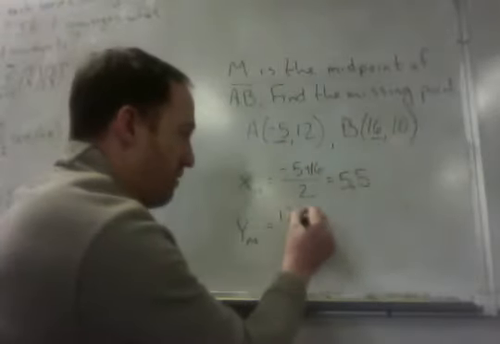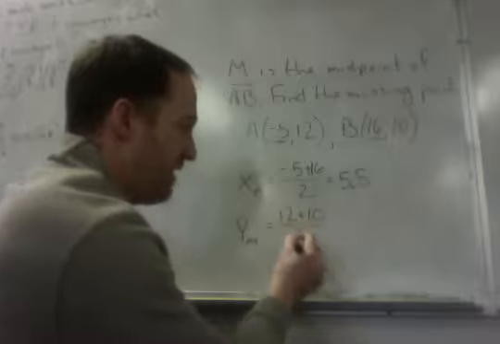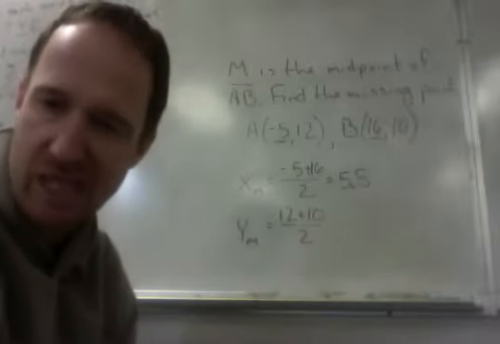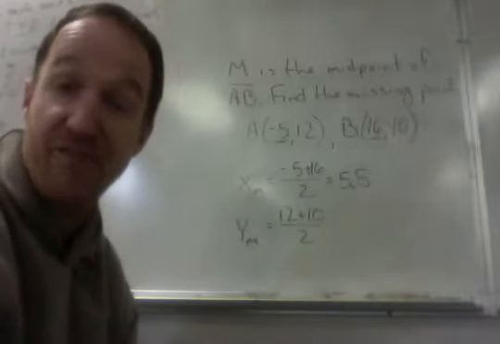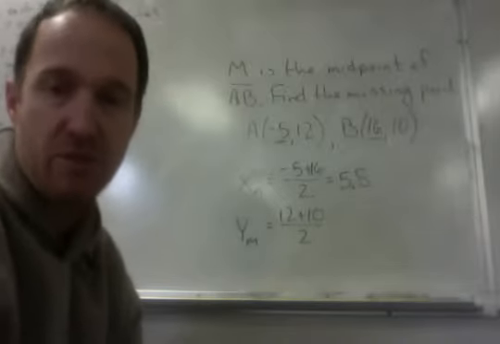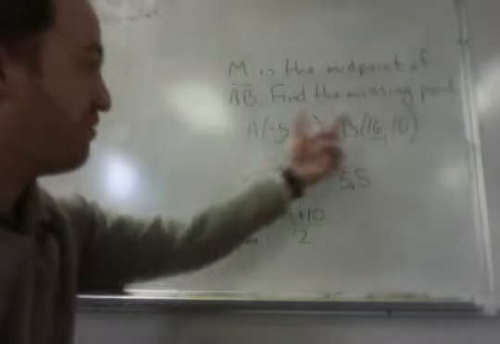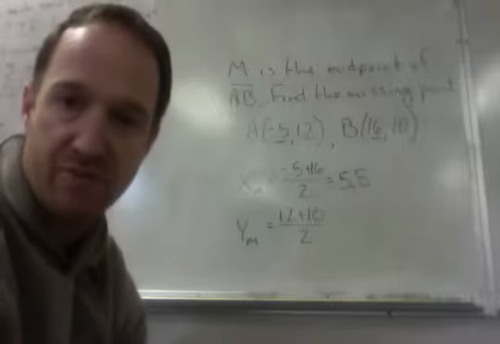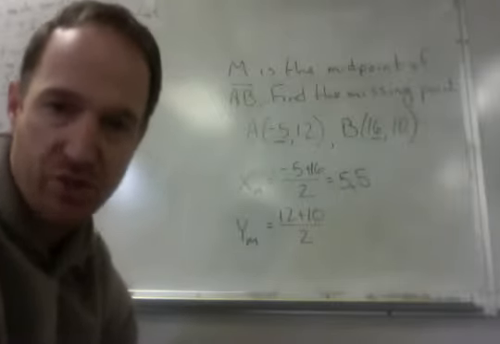So we'll go 12 plus 10 divided by 2. Now we're dividing by 2 because there's two numbers. That's how you find the average. If you're averaging 3 numbers, you would divide by 3. Averaging 4 numbers, you divide by 4. We only have 2 points here, and we'll always only have 2 points. So to find the average, you're always going to divide by 2.